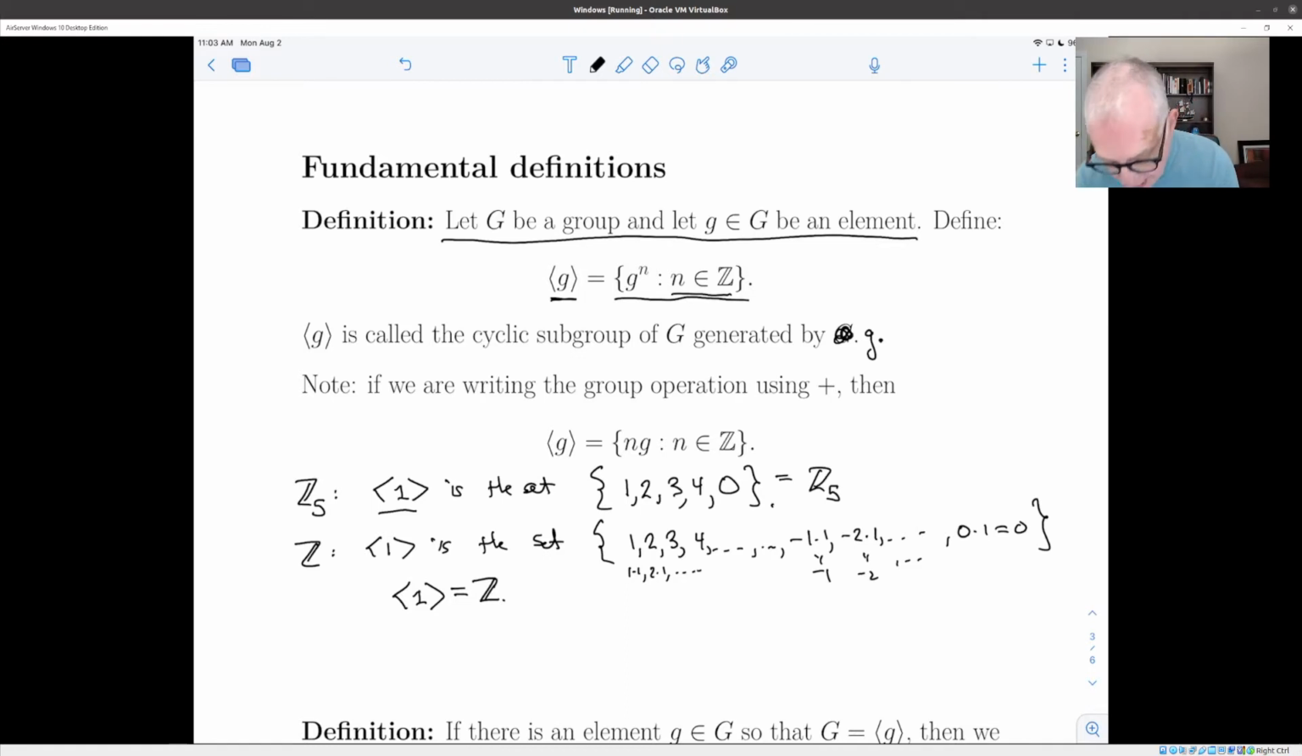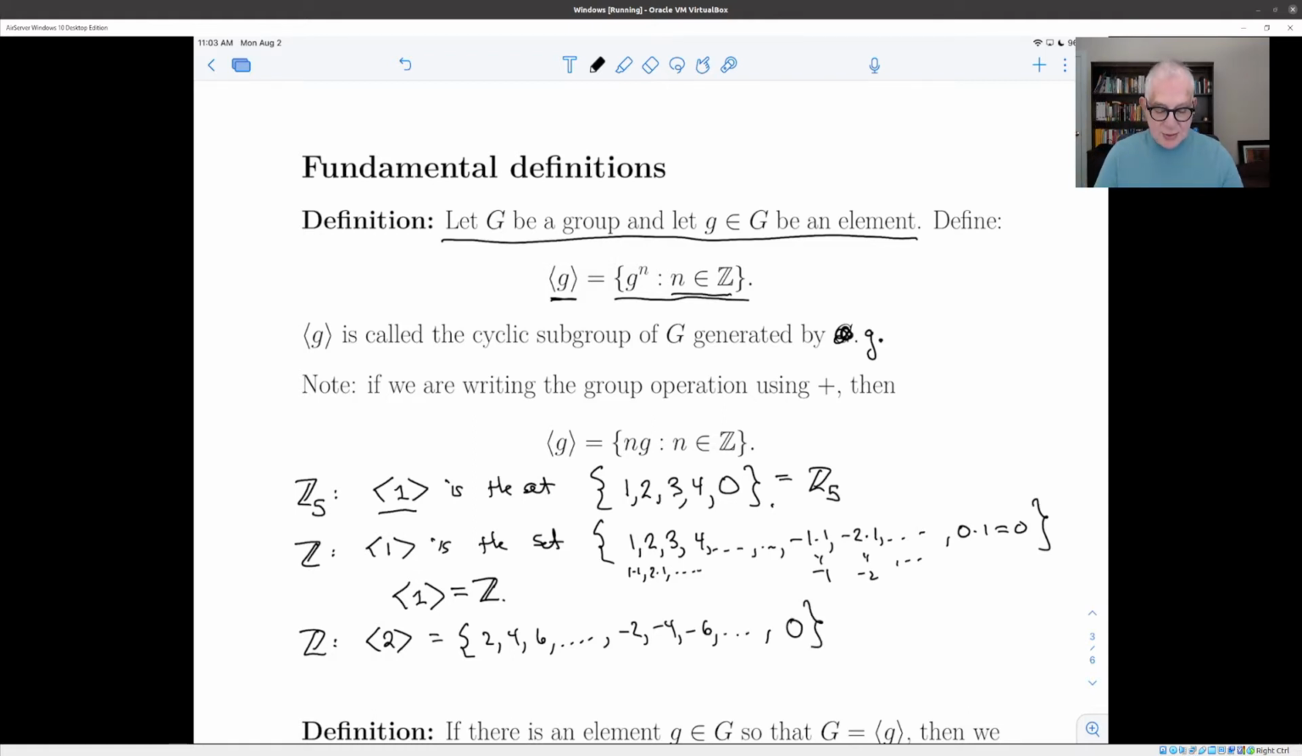But if we are in the integers Z and we take the subset generated by 2, well, that's 2, 4, 6, and then minus 2, minus 4, minus 6, and then finally 0, because you take 0 times 2 as well. And that is not equal to Z.